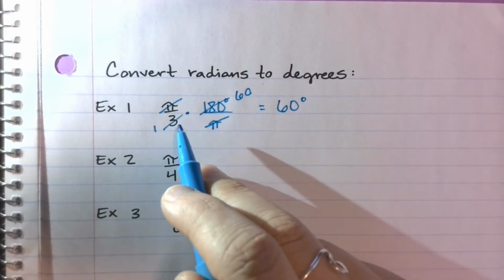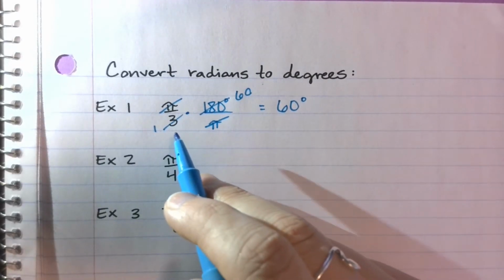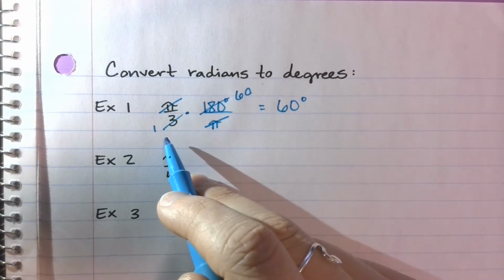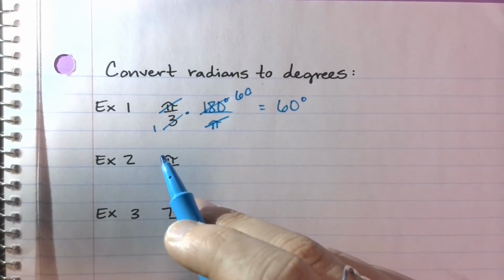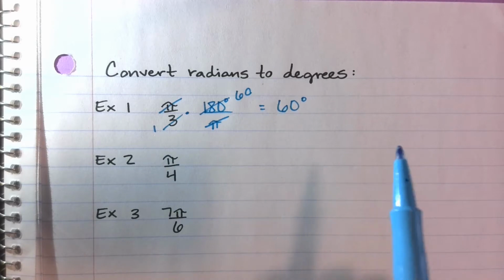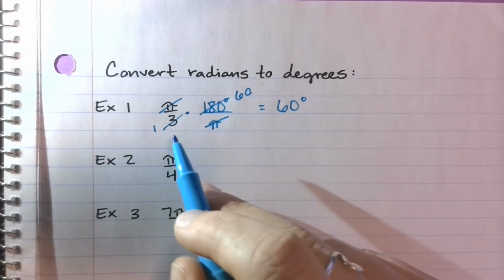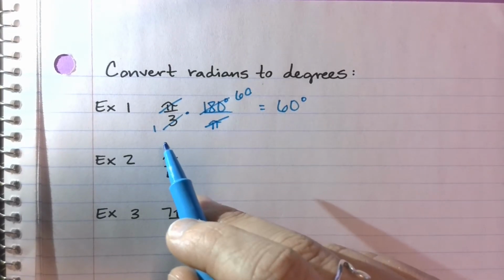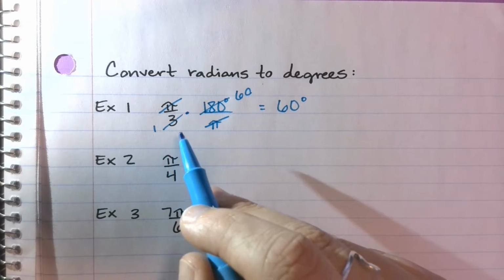And we should know, once we get into this chapter a little further, we should be able to look at pi over 3 and know exactly that it's in the first quadrant. Hopefully we will know that it's 60 degrees exactly, but a lot of times it just helps to know what quadrant it's in for what we're doing.